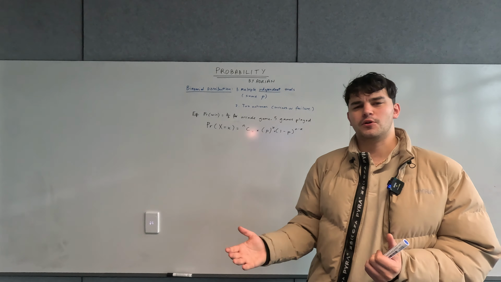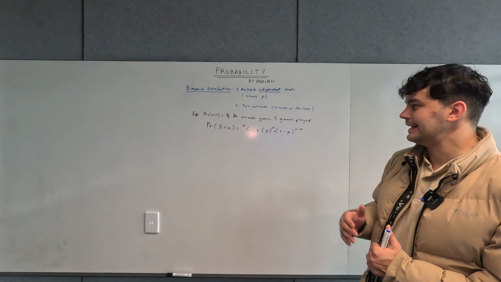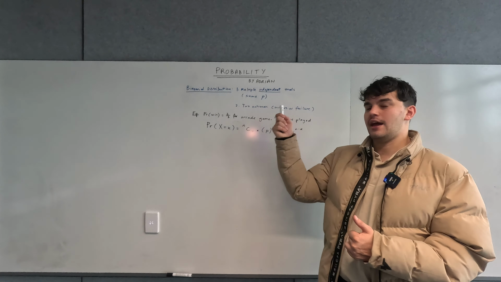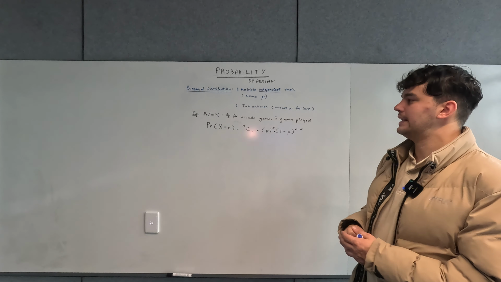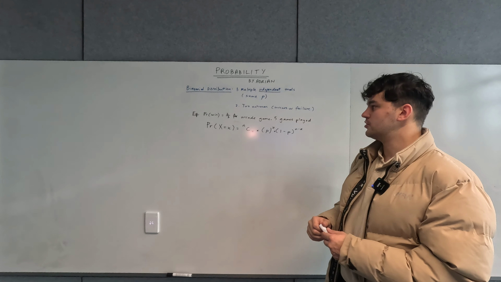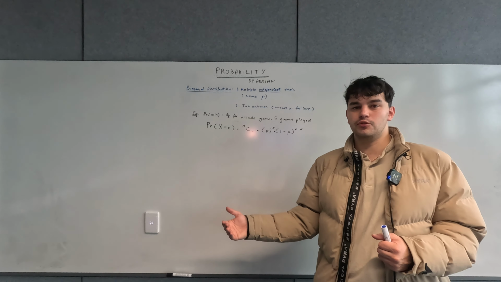If we focus on our coin flipping from before, they're independent events because if the first coin flip was a head, the next coin flip is not affected by that result. So that's what we mean by independent. And the reason why we need events to be independent or trials to be independent for a binomial distribution is because of the calculation that we used before.